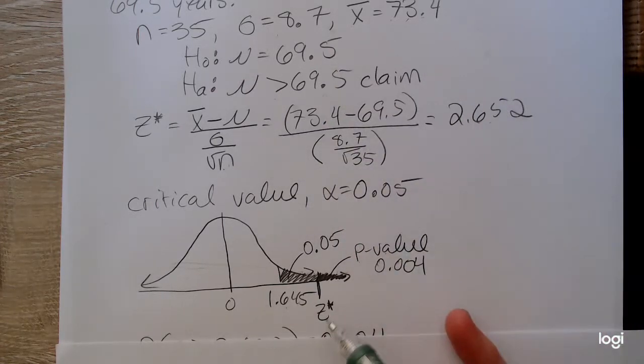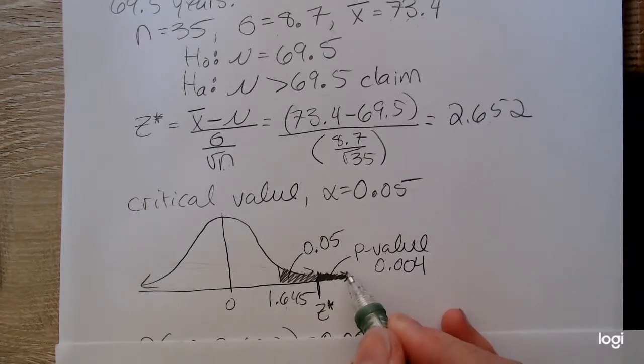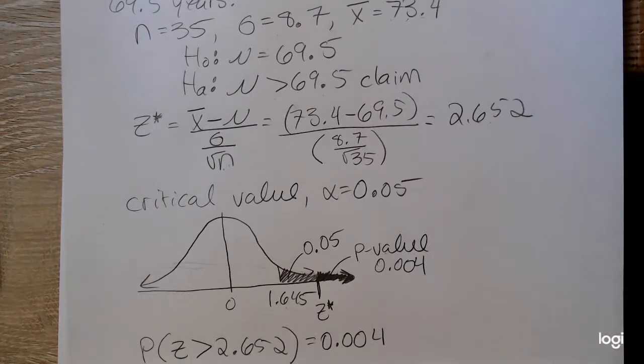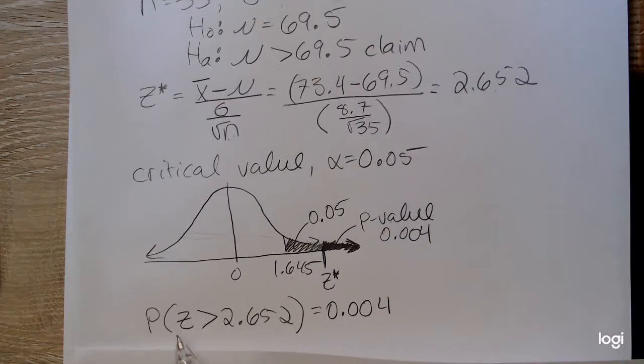Now, to use the p-value method, you have to find the area further to the right of that standardized test statistic. So the p-value is the probability of getting a test statistic at least as extreme as the one obtained by the sample, assuming the null hypothesis is true. So when you're given a z-score and you're trying to find an area, in probability notation, that would be the probability z greater than 2.652. You would use your normal CDF in the TI-84.